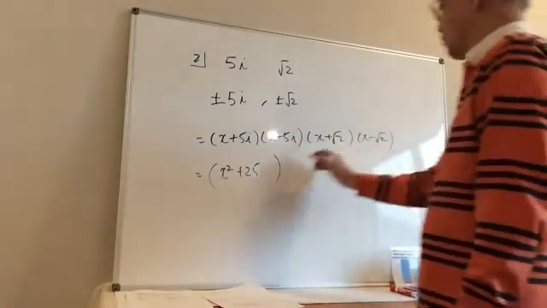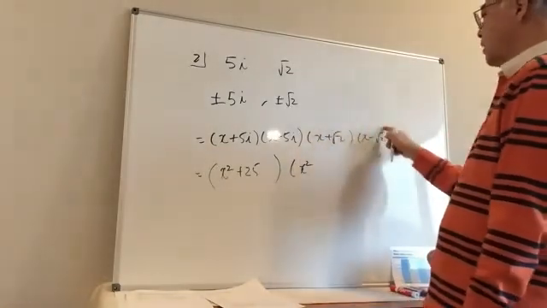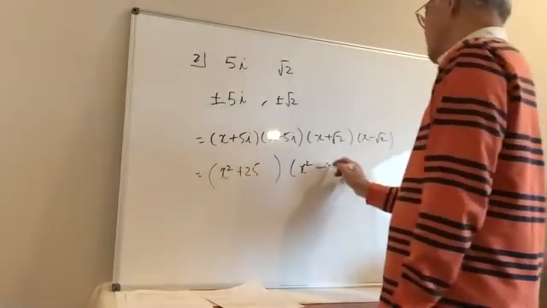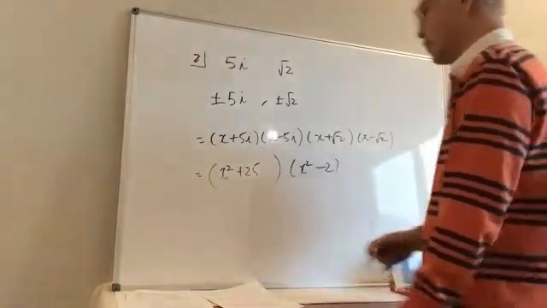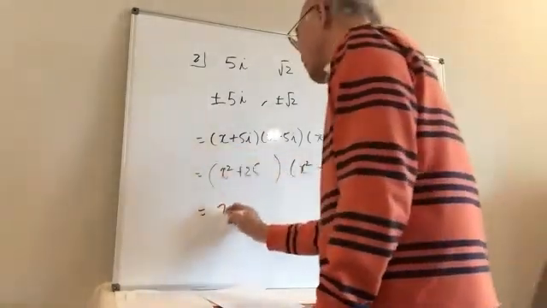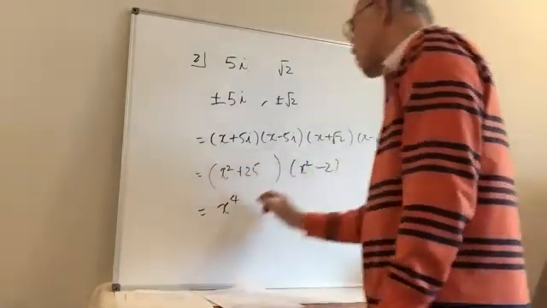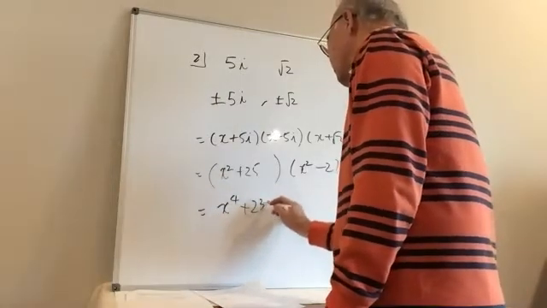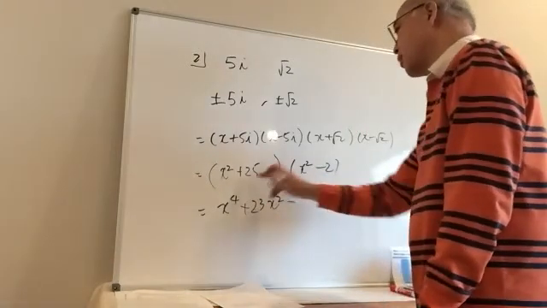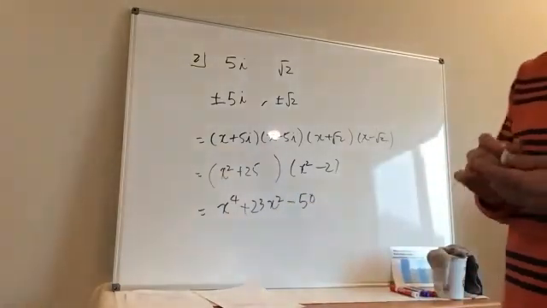And over here, I get what? x squared plus root 2 x minus root 2 x. Those two cancel out. I get minus 2. And they want it in standard form. So I have to do this out. So I get x to the 4th, 25x squared minus 2x squared, 25 minus 2, and 25 times minus 2 is minus 50. So that's your answer right there.